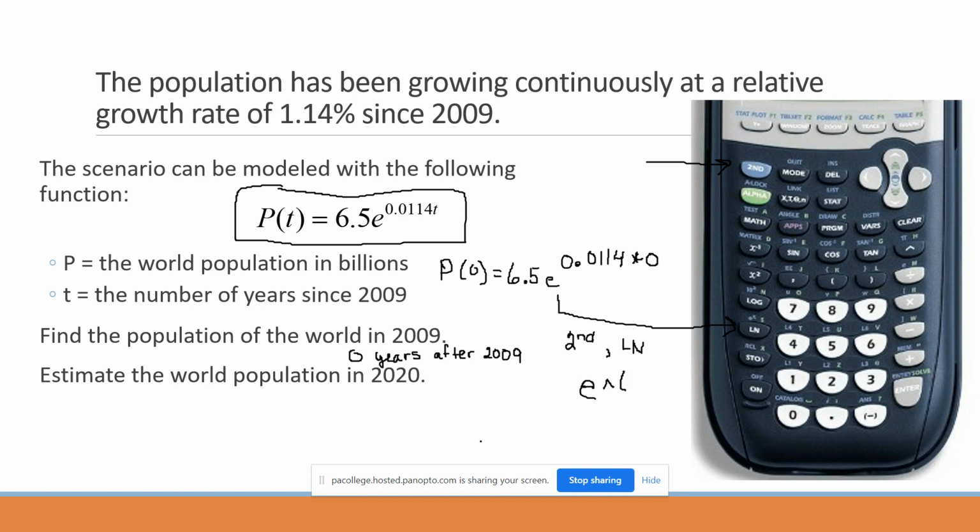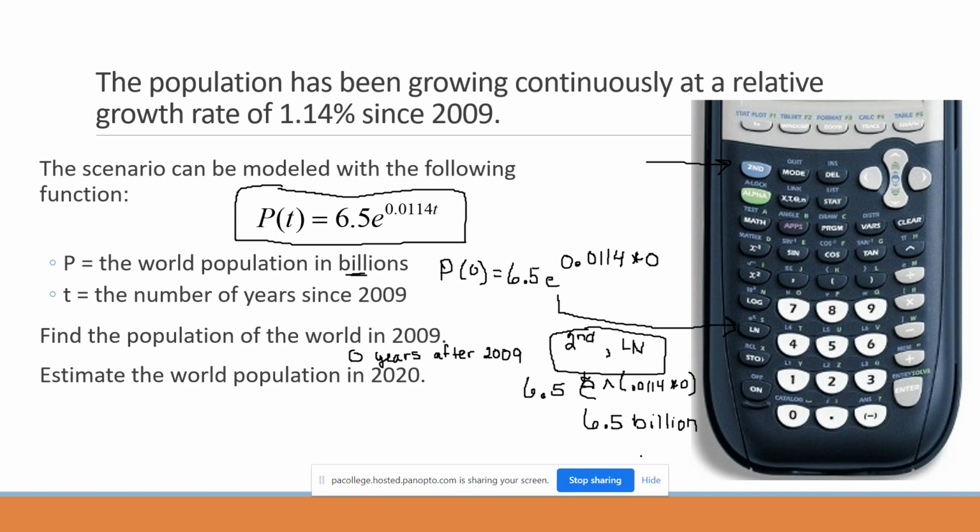And so the way that I'm going to type this is I'm going to clear everything out, and I'm going to type 6.5. Then I'm going to use the second and the LN, those keystrokes, to get the e. It has the caret key, it has the parenthesis, and I'm going to type 0.0114 times 0 and then end the parenthesis. And that's why it's so important that I'm not putting a double parenthesis in there. And when I do all of that, my answer should come out as 6.5. And then from the context, that answer would be 6.5 billion.